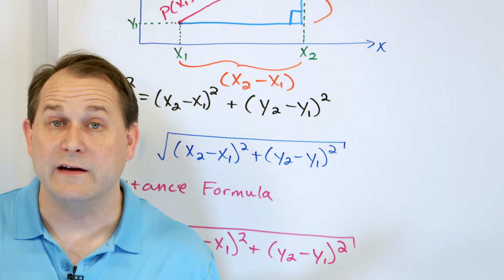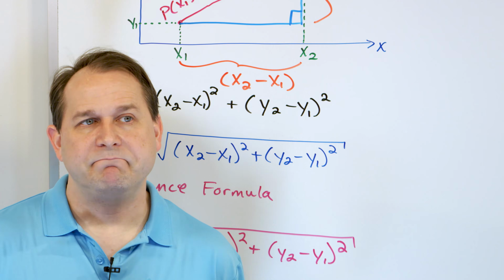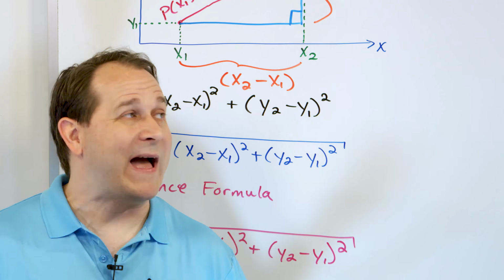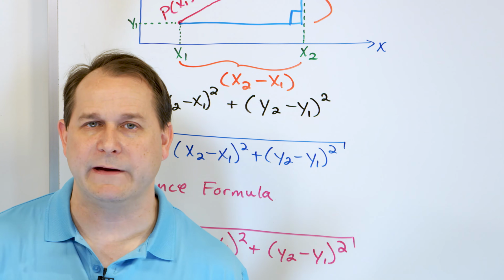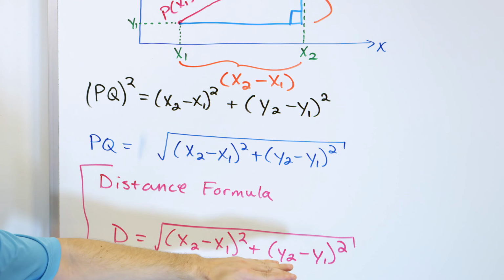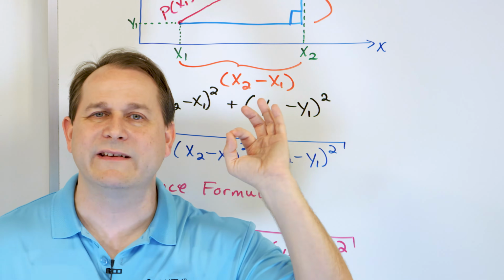Again, most people just use it because it's not that hard to use, but they don't really know where it comes from. It comes from the fact that these things always form triangles, right triangles, and so it comes from the Pythagorean theorem. This distance formula is what we use to calculate the distance between points in space.